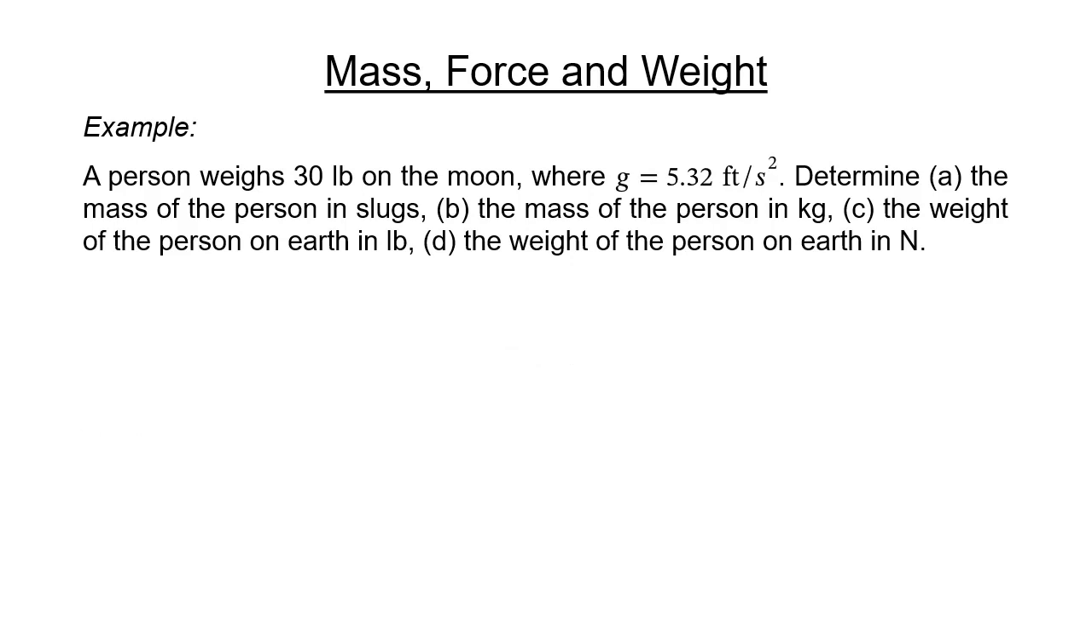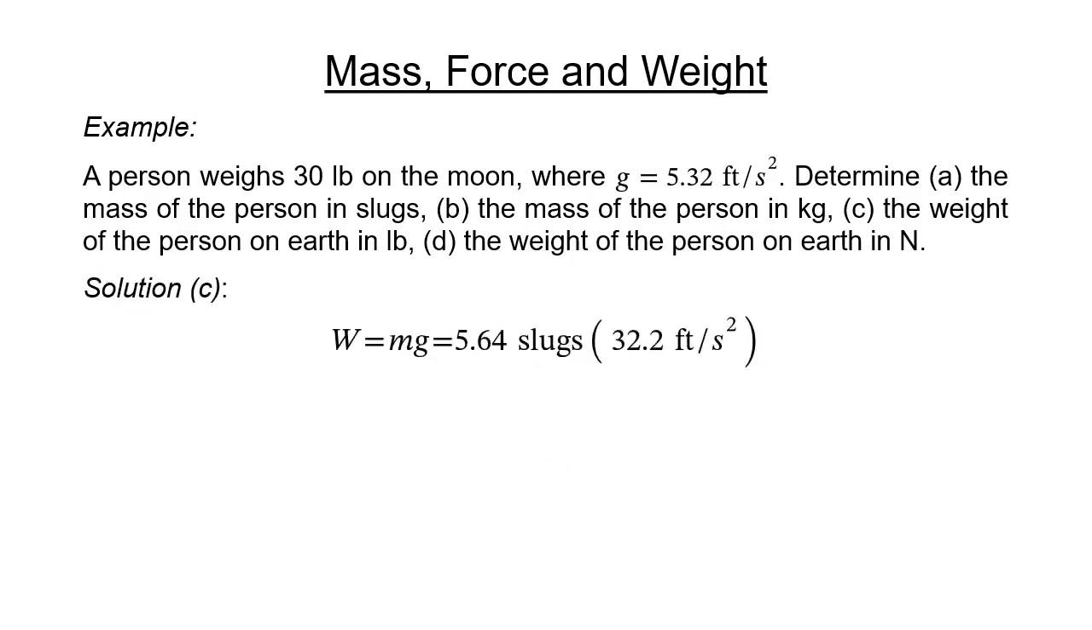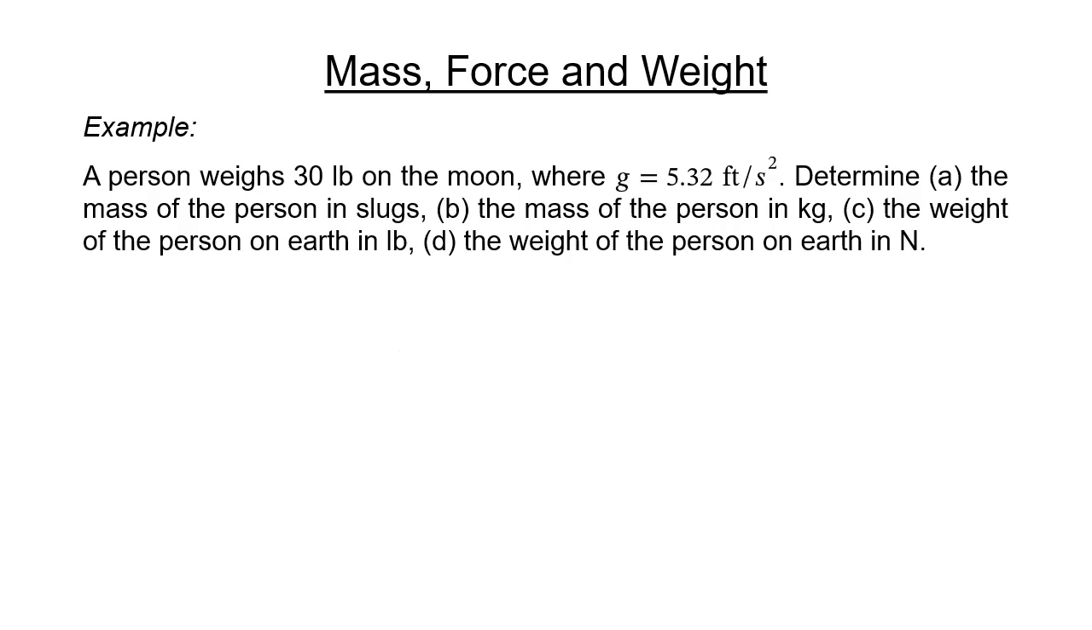For problem C, we can calculate the weight of the person on Earth in pounds by using a gravitational acceleration of 32.2 feet per second squared. Take note that 1 pound is derived from 1 slug accelerated by 32.2 feet per second squared. Using the formula weight equals mass times gravitational acceleration, we will get 181.61 pounds.